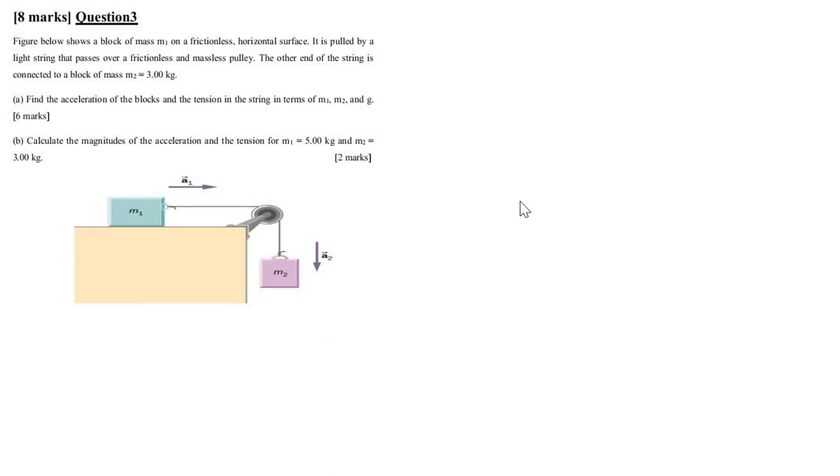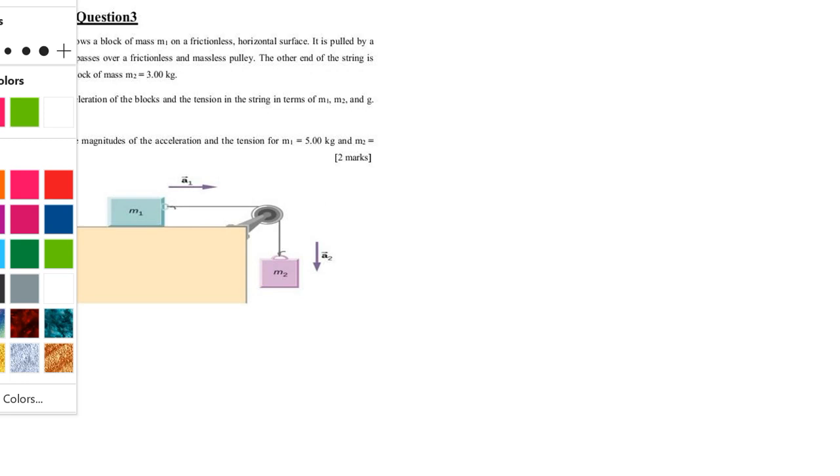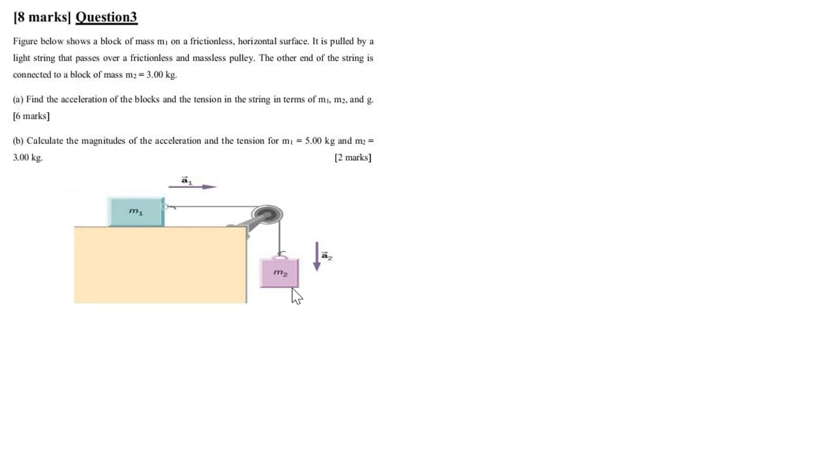Let's look at the problem that we have on screen. It reads: the figure below shows a block of mass m1 on a frictionless horizontal surface, pulled by a light string that passes over a frictionless and massless pulley. The other end of the string is connected to a block of 3 kg. I think yeah, this block is 3 kg.